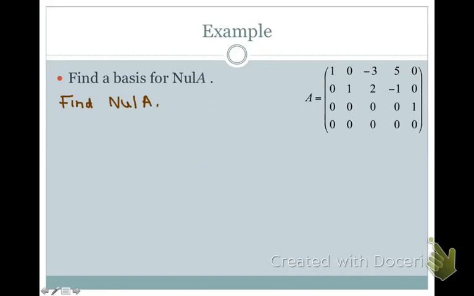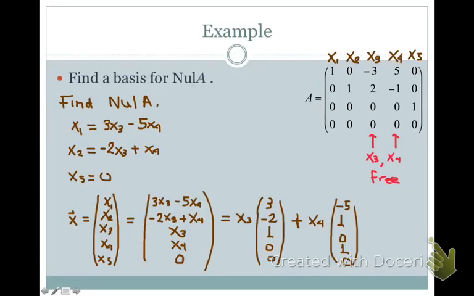To find a basis for the null space, the first thing we need to do is find the null space of A. So here I found the null space of A. Notice that A is already written in reduced row echelon form, and the pivots are identified here. So we find that x3 and x4 are free variables, and then we write the other quantities, that is x1, x2, and x5, in terms of those free quantities. This is something we've been doing for quite a while.